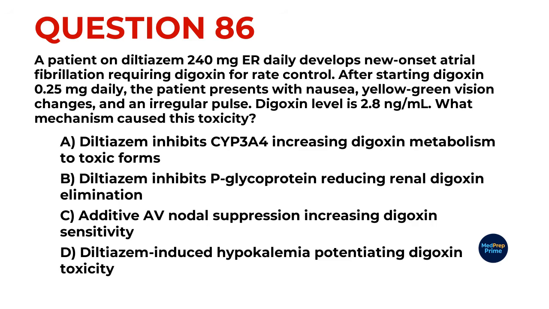Option A. Diltiazem inhibits CYP3A4, increasing digoxin metabolism to toxic forms. Option B. Diltiazem inhibits P-glycoprotein, reducing renal digoxin elimination. Option C. Additive AV nodal suppression, increasing digoxin sensitivity. Option D. Diltiazem-induced hypokalemia potentiating digoxin toxicity.